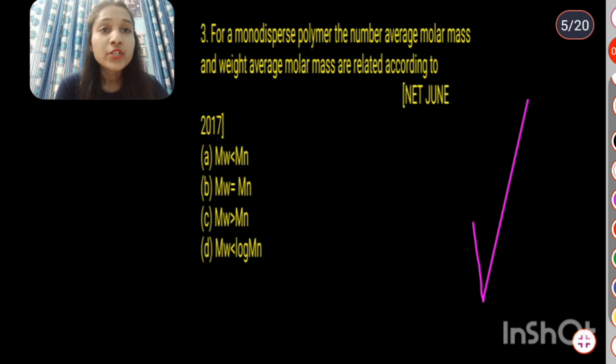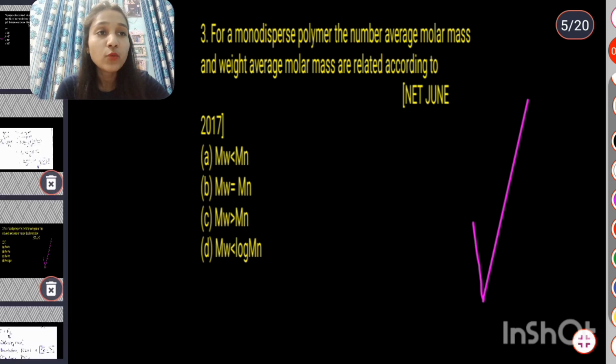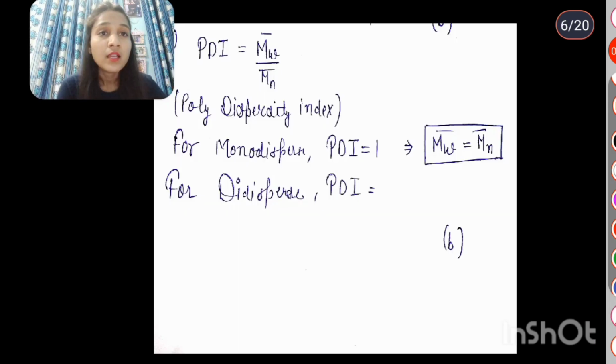So our third question is, for a monodisperse polymer, the number average molar mass and weight average molar mass are related according to. So here they are talking about a monodisperse polymer. So first of all, what is monodisperse? Here we have PDI, that is polydispersity index, whose formula is Mw upon Mn. Mw is weight average molar mass and Mn is number average molar mass. For monodisperse, polydispersity index is equal to 1.